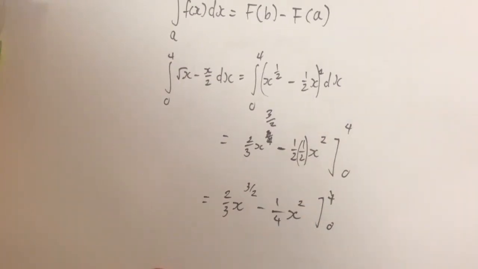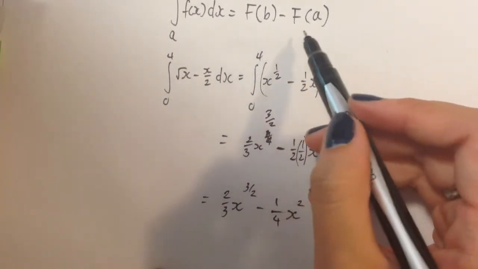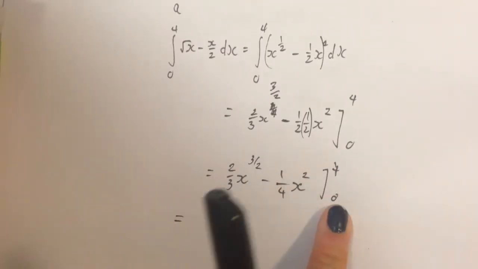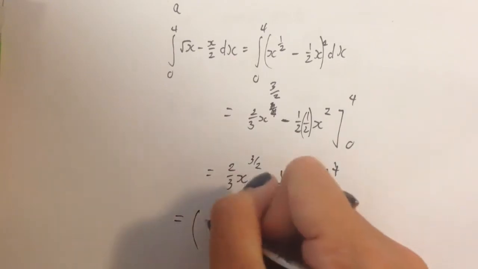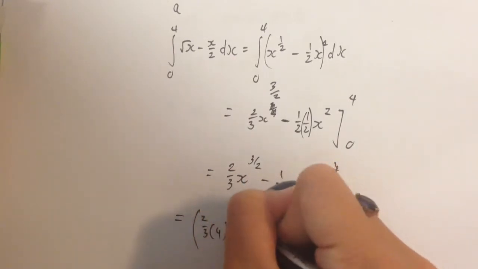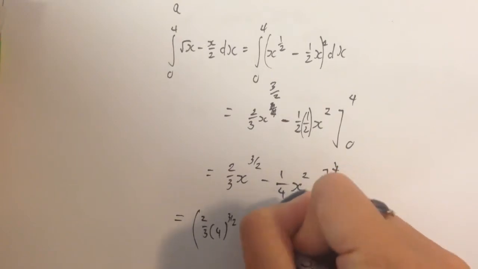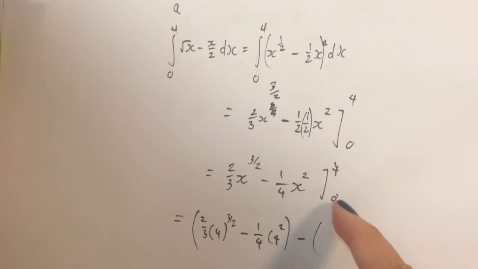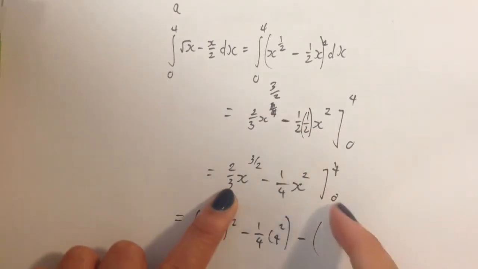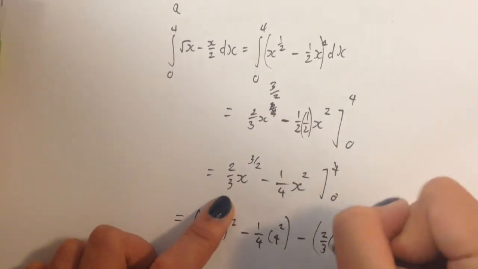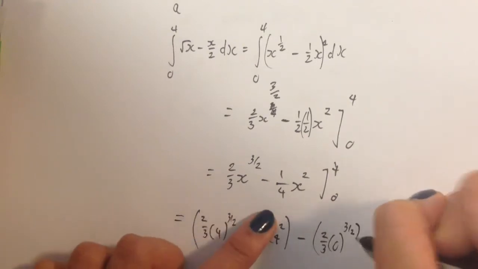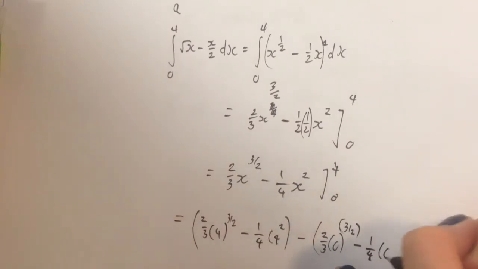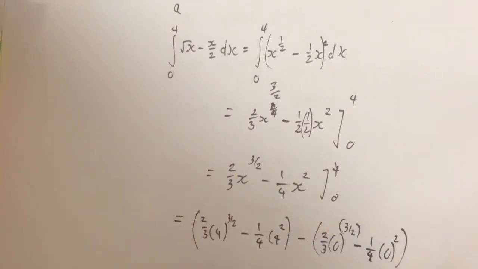Going to our idea about big F of b minus big F of a, we plug in 4 and we plug in 0. So if we plug in 4 in this case, 2/3 times 4 to the 3 over 2, minus 1/4 times 4 squared, and we subtract the function when you plug in 0. So that's 2/3 times 0 to the 3 over 2, minus 1 divided by 4 times 0 squared.